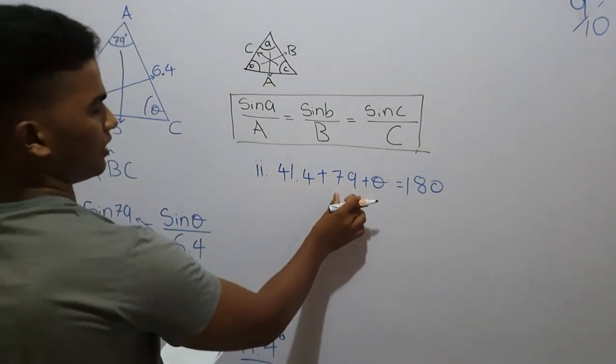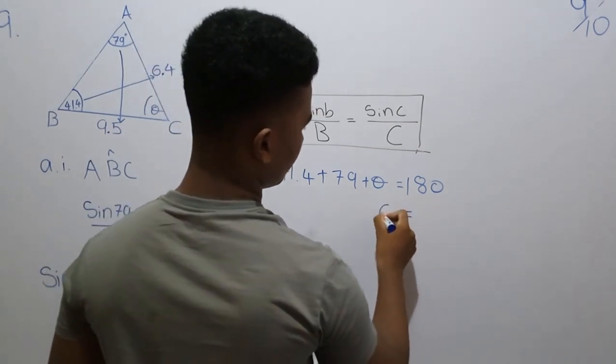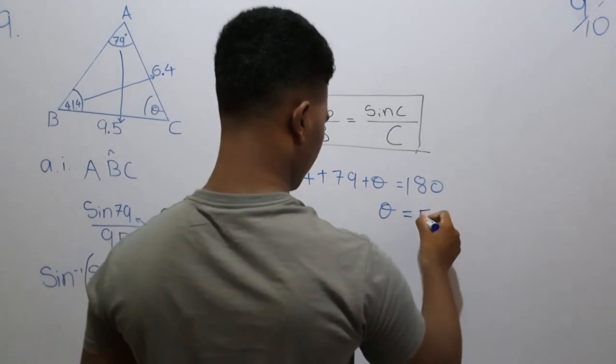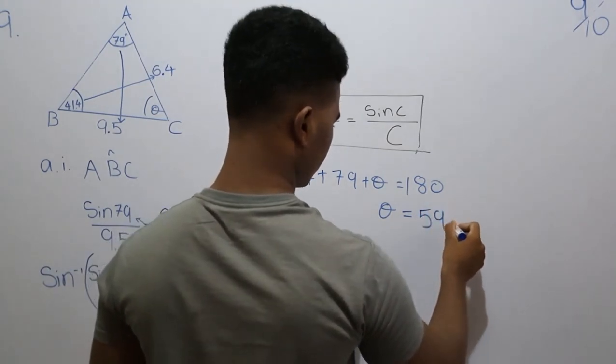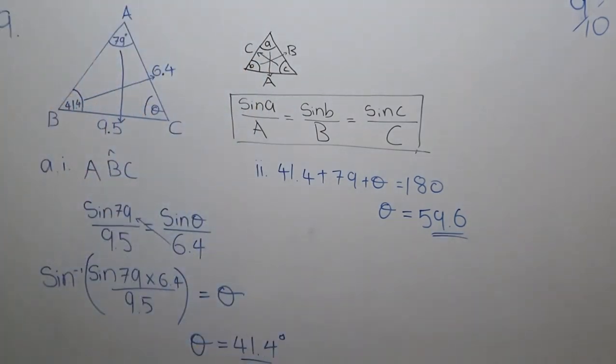41.4 and 79, add them and take it to the other side. It will become minus. So theta is equal to 59.6, nearest one decimal place.